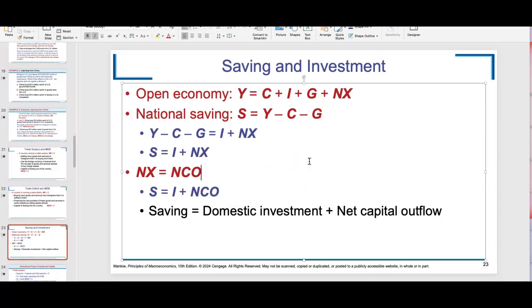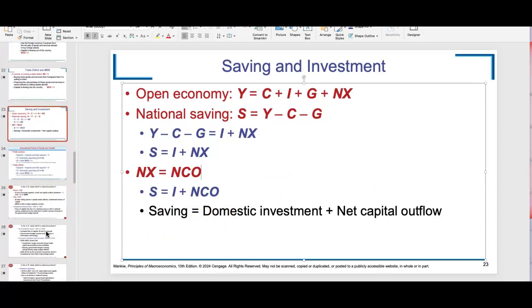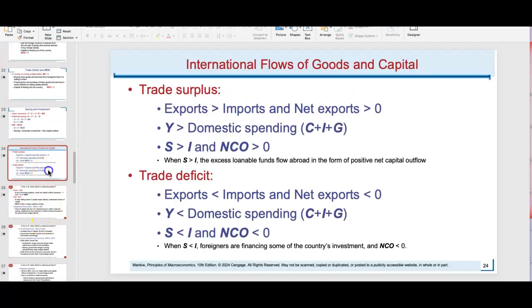So because we know that, we can also say that our savings is equal to domestic investment, so the money U.S. individuals spend to make investments in the U.S., plus the net capital outflow, so the purchase of U.S. assets by foreigners. Basically, the net purchase of U.S. assets by foreigners. So that is a really important identity for the savings. In this case, we just have added this other element to the equation.